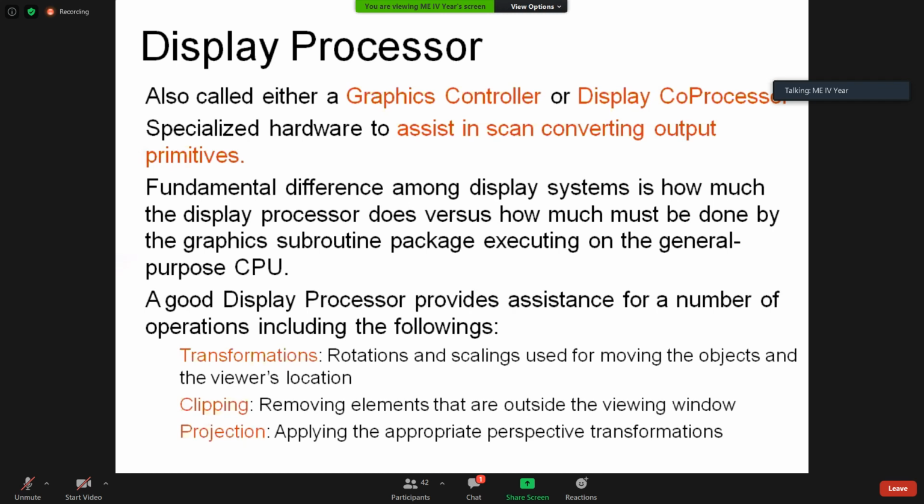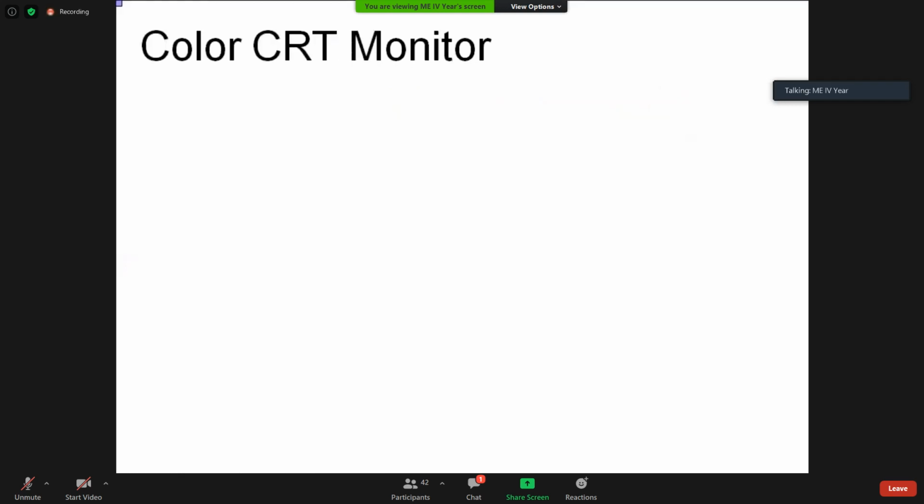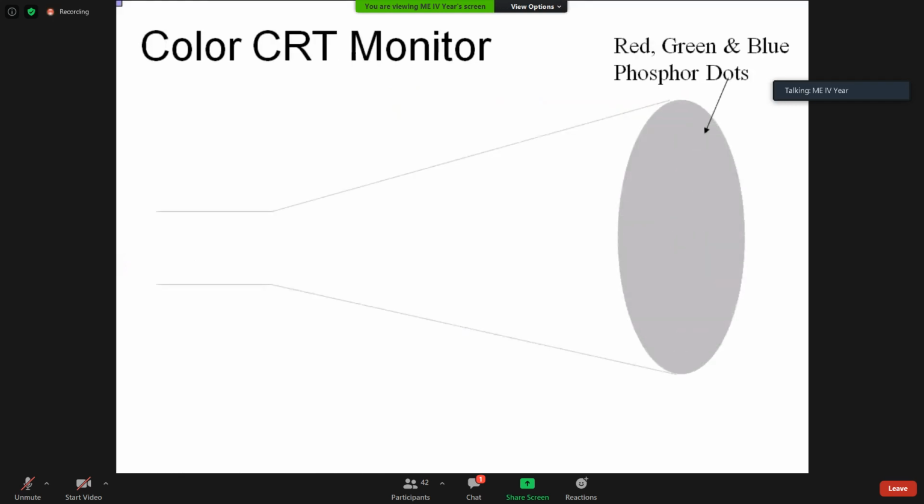Projection, applying the appropriate perspective transformations or normal parallel transformations. Rasterization involves a number of tasks related to mapping polygons to a set of illuminated pixels. Next, color CRT monitor.